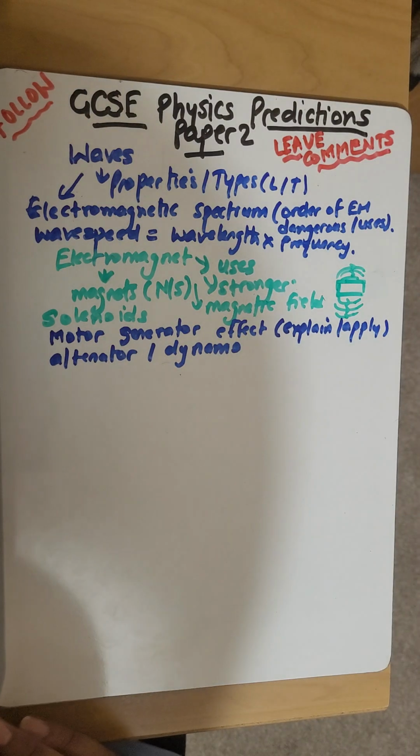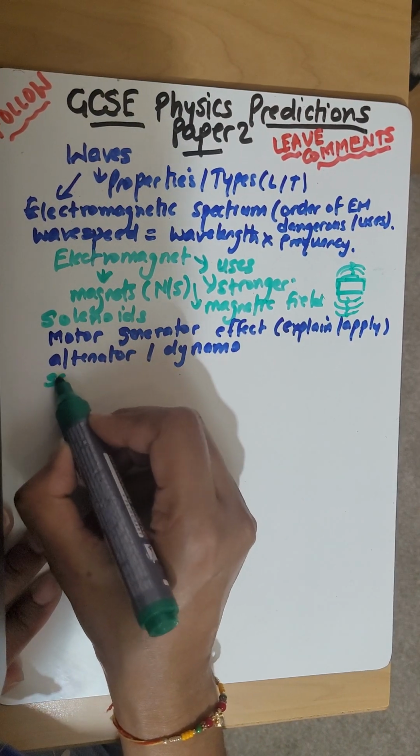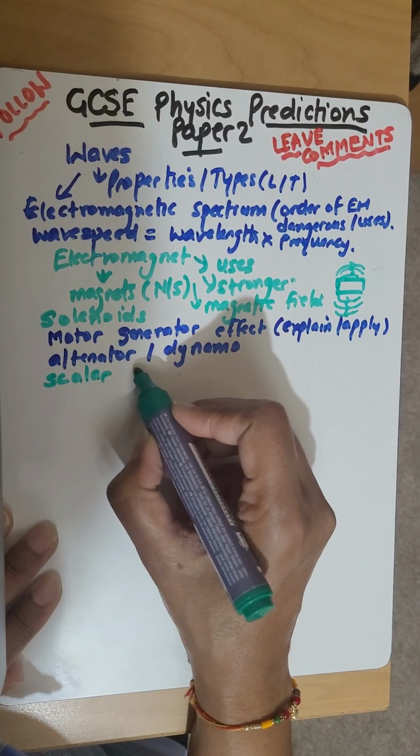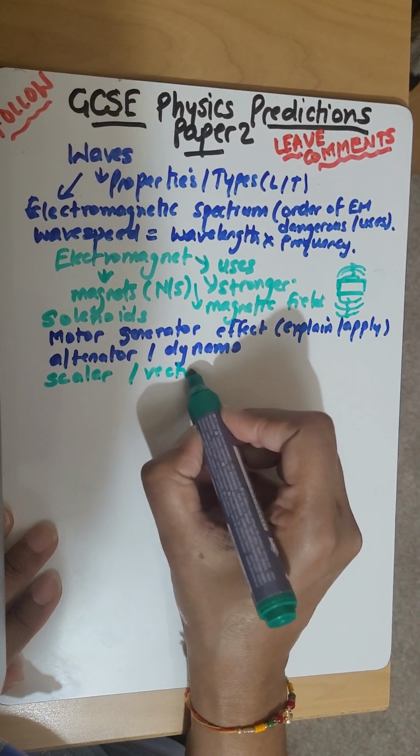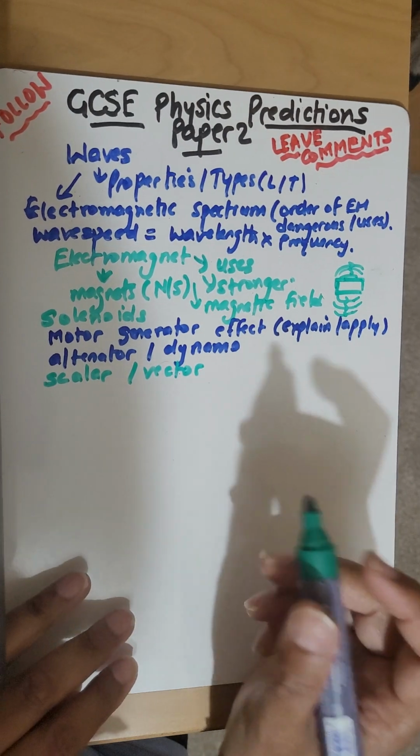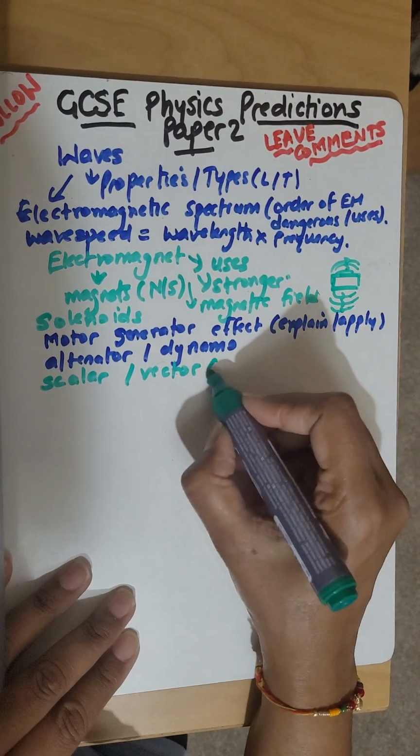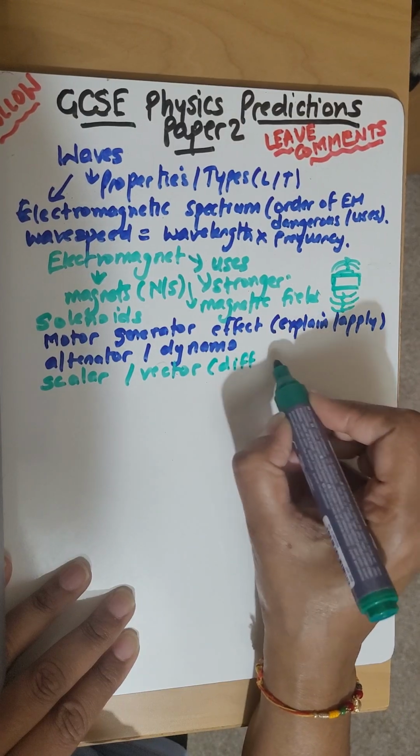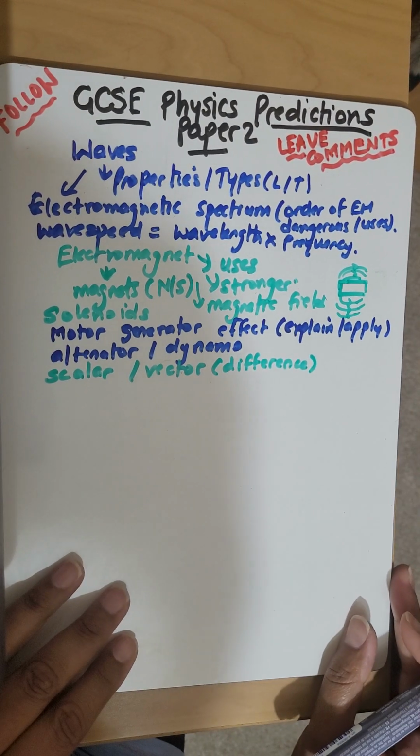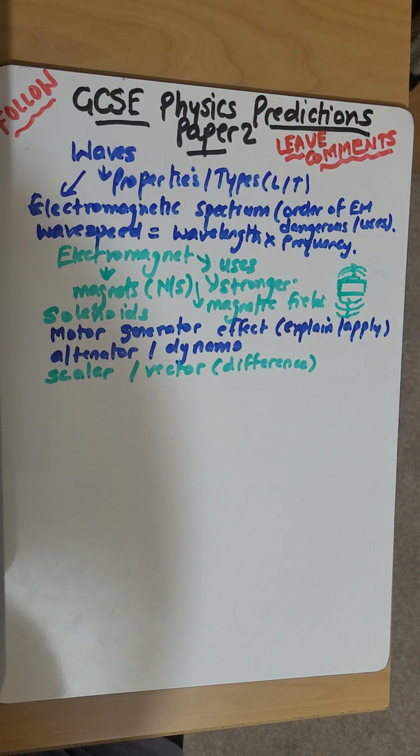Moving on, we have got a small question. They can ask you the differences between a scalar and a vector quantity. Remember, one has direction and you can measure it, the other one doesn't have a direction. So the differences here: one will just have speed and not direction. Make sure you are able to explain this in your exam.